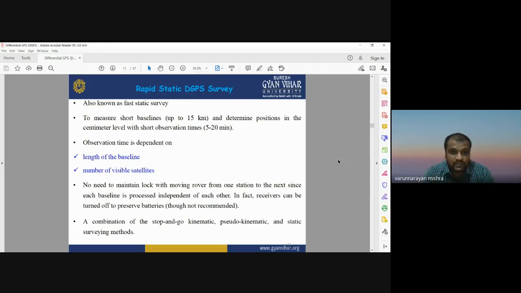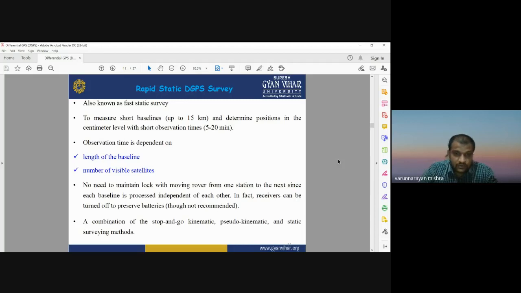It is used to measure the short baseline up to 15 kilometers and determine the position at the centimeter level with short observation times. Baseline means the distance between the base station and the rover station, the rover GPS. It should be within the range of 15 kilometers.